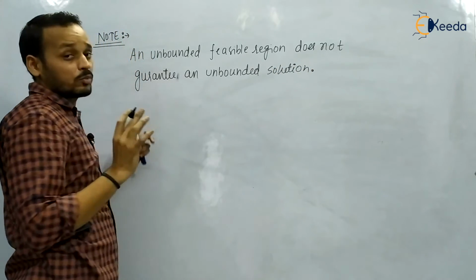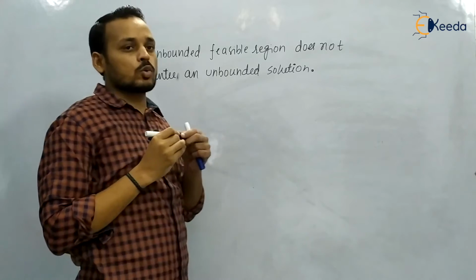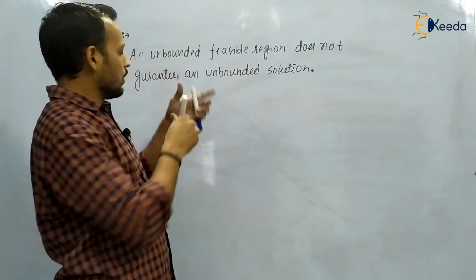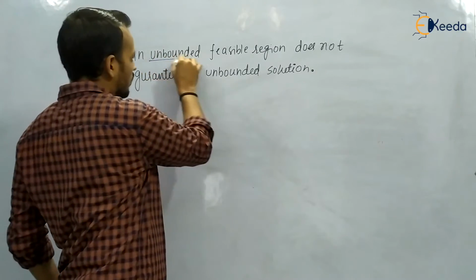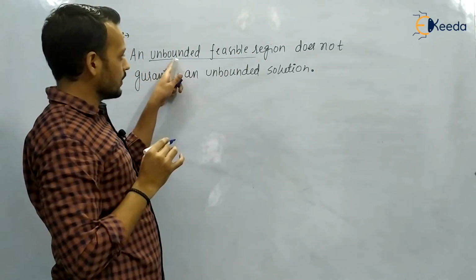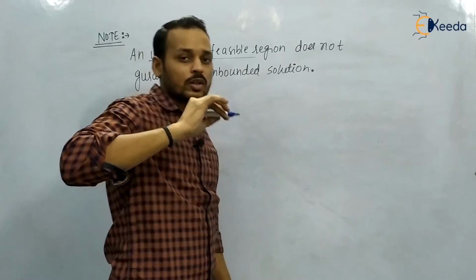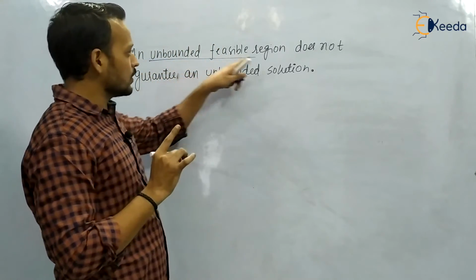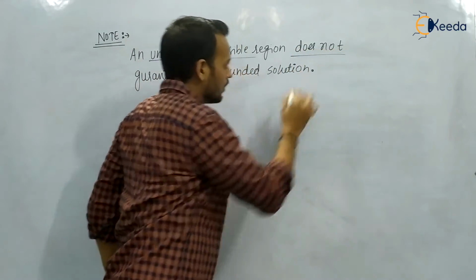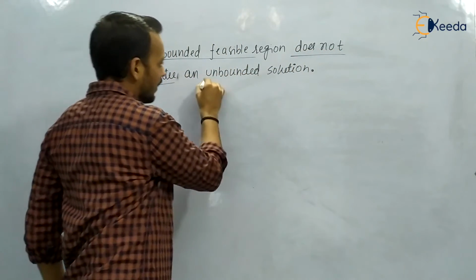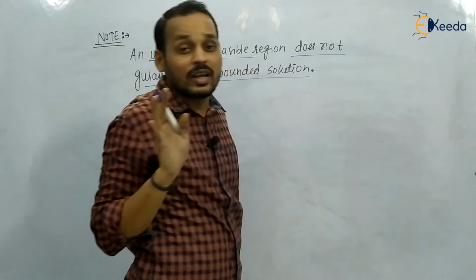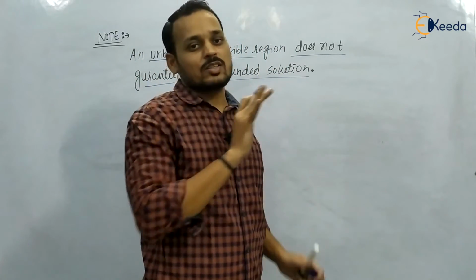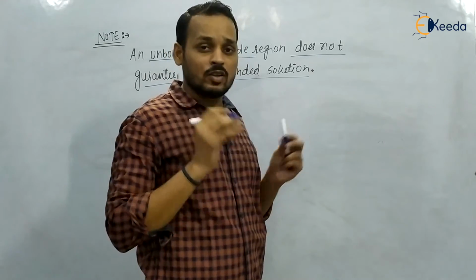Very important from the examination point of view, because students directly tick after seeing that they have got an unbounded feasible region. Students make this mistake. They see that the region is unbounded feasible, so they tick that the solution is also unbounded. No, an unbounded feasible region does not guarantee an unbounded solution. It can be anything. You have to check the nature of the objective function. So this is all about the unbounded solution.